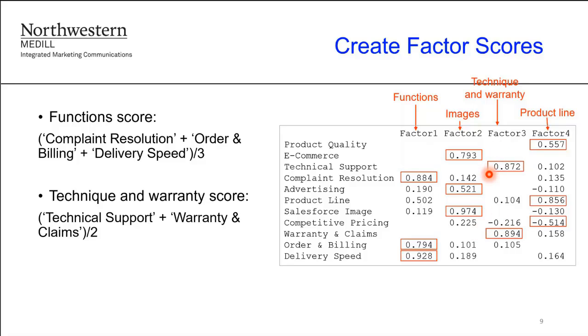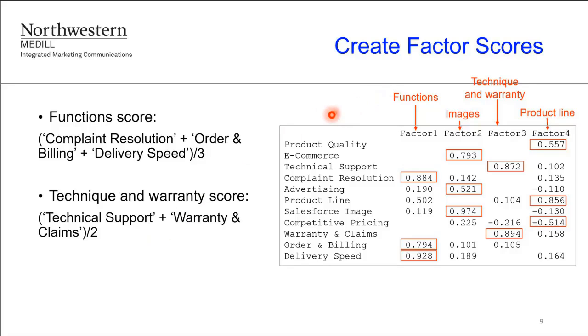Those two variables are technical support and warranty and claims. So you get the average for those two values. This is how to get the average, and that's going to be the factor score for factor 3. This is how to get the factor score, and you don't need to compute that manually. Indeed, the software gets us all these values, but I still want you to know how to compute those variables.